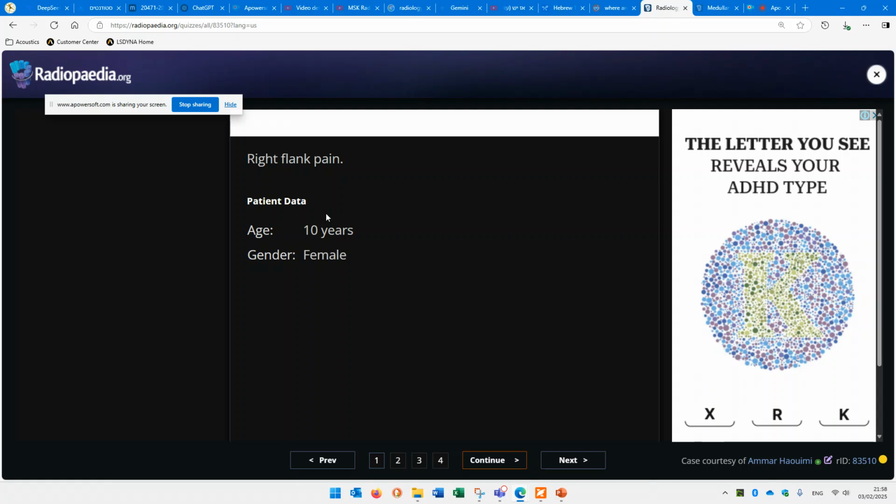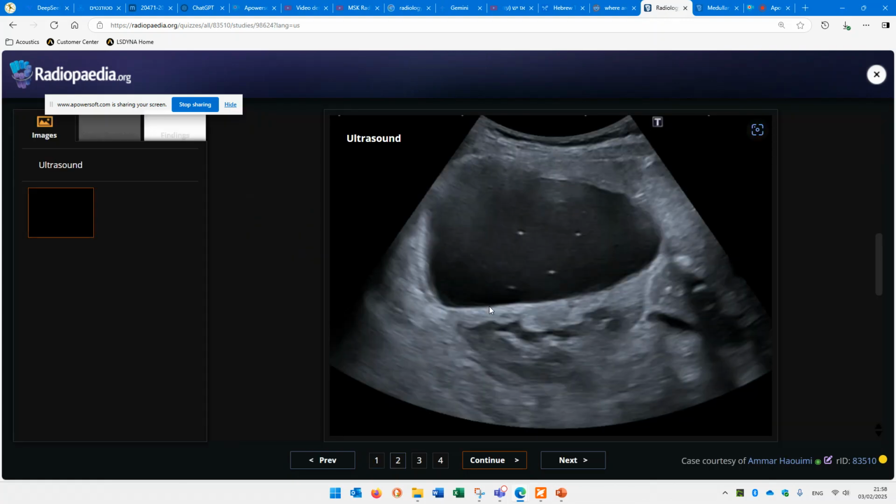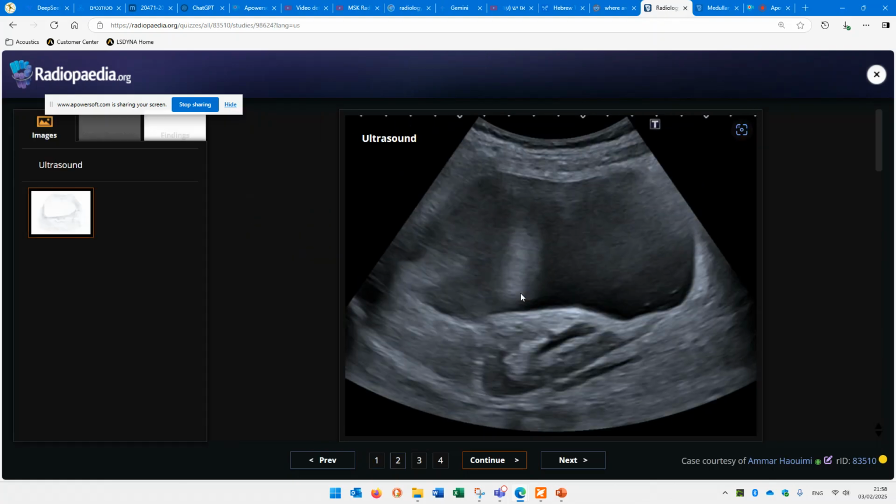What else? Maybe ovaries with some cyst inside. What else? Right flank pain. Maybe gallstones. Maybe urinary tract infection with pyelonephritis. Let's look at the ultrasound.